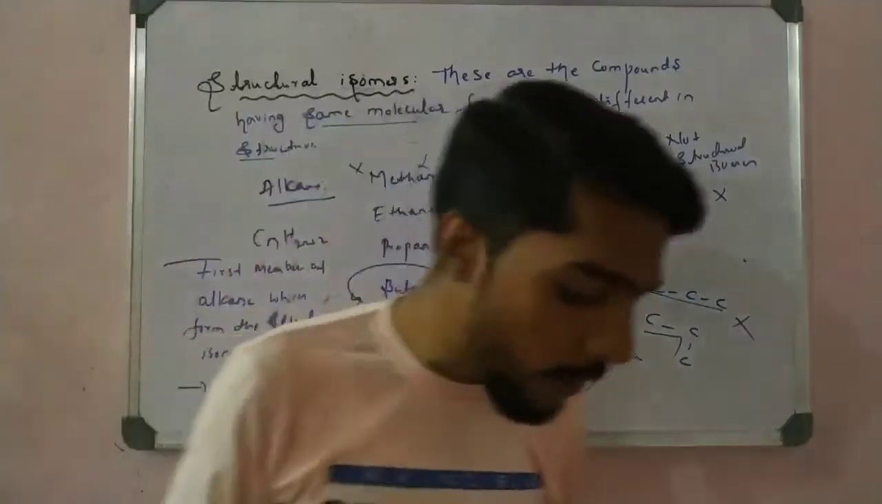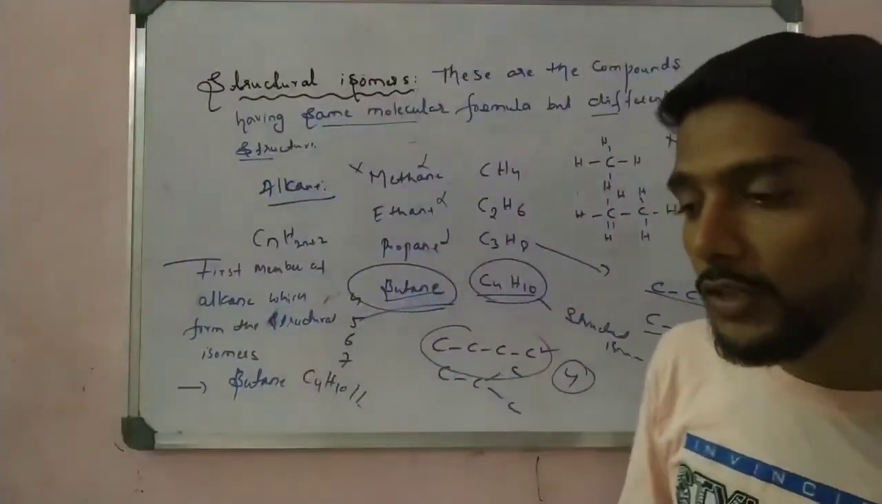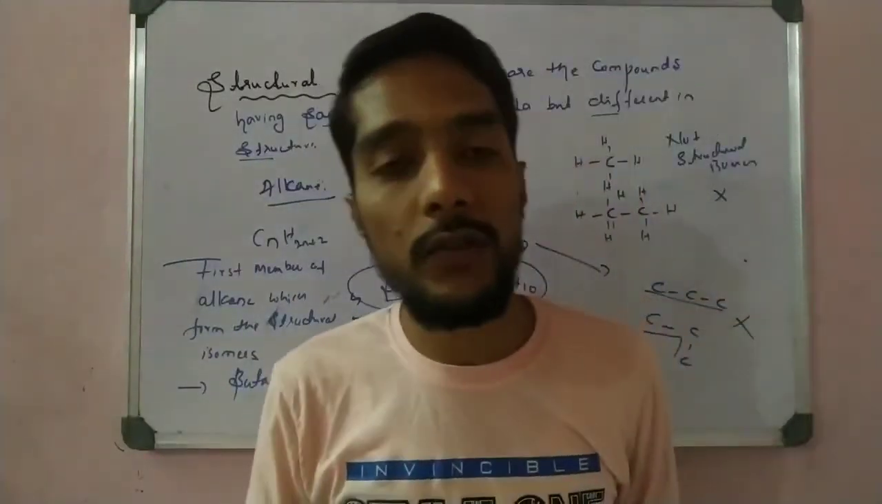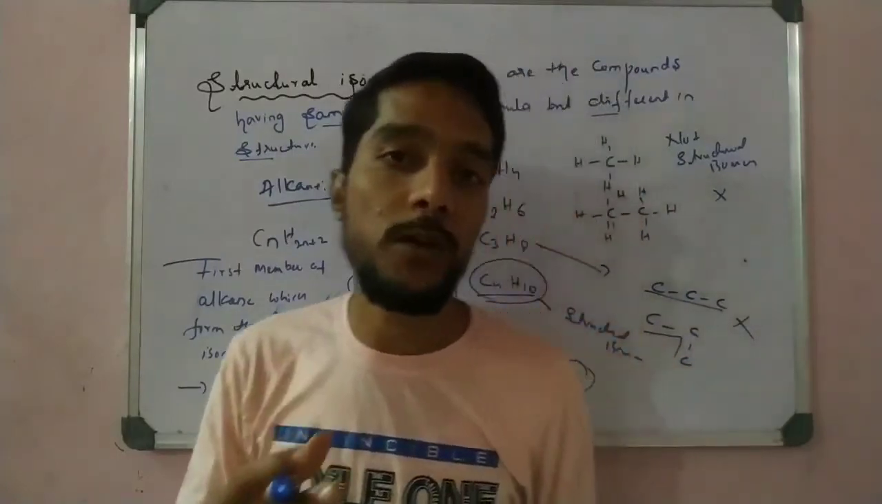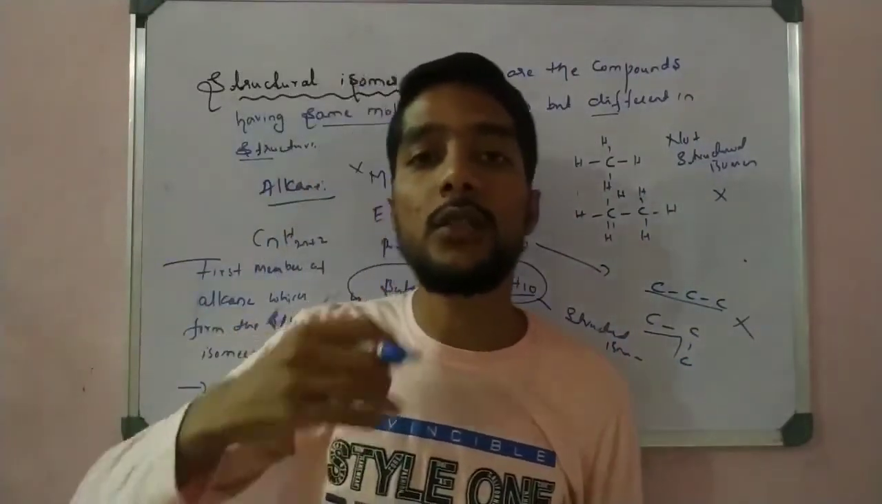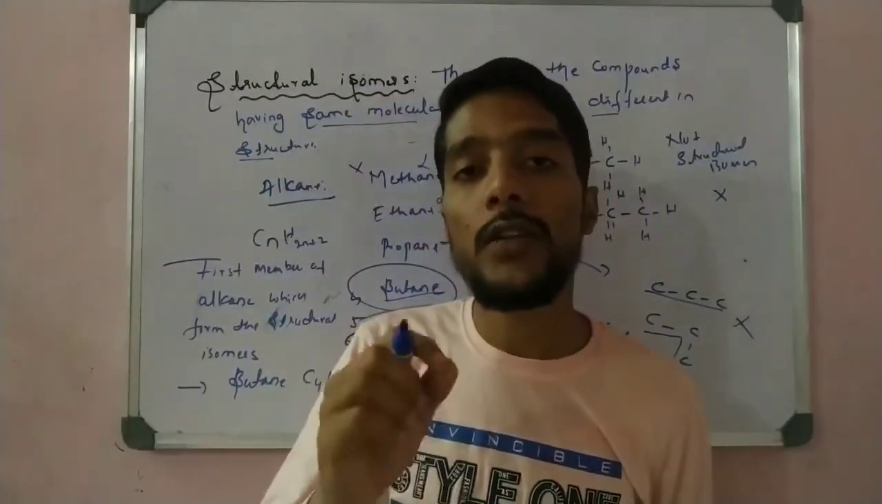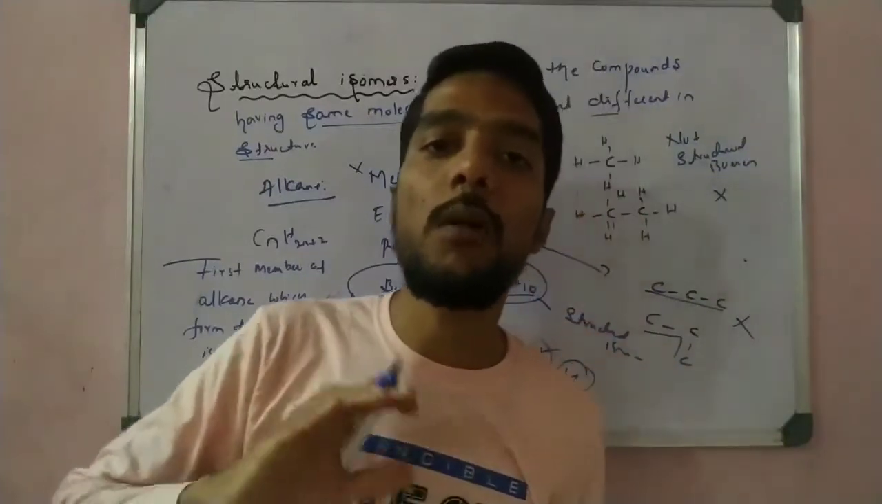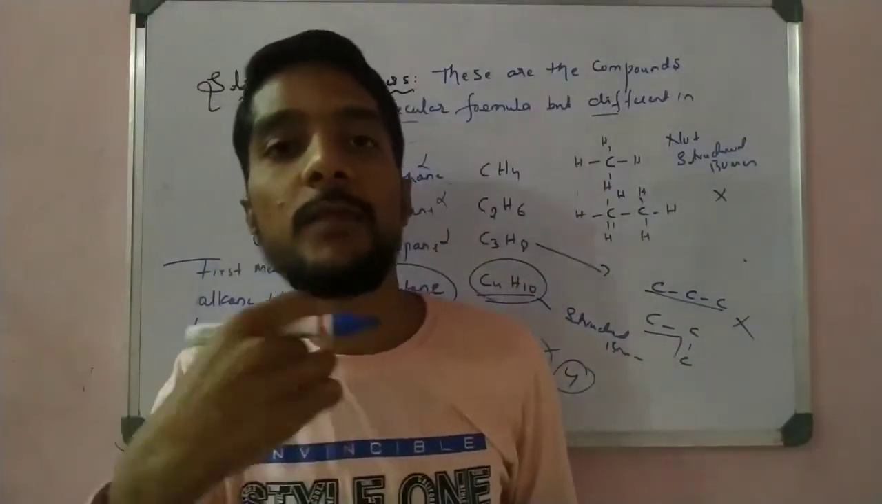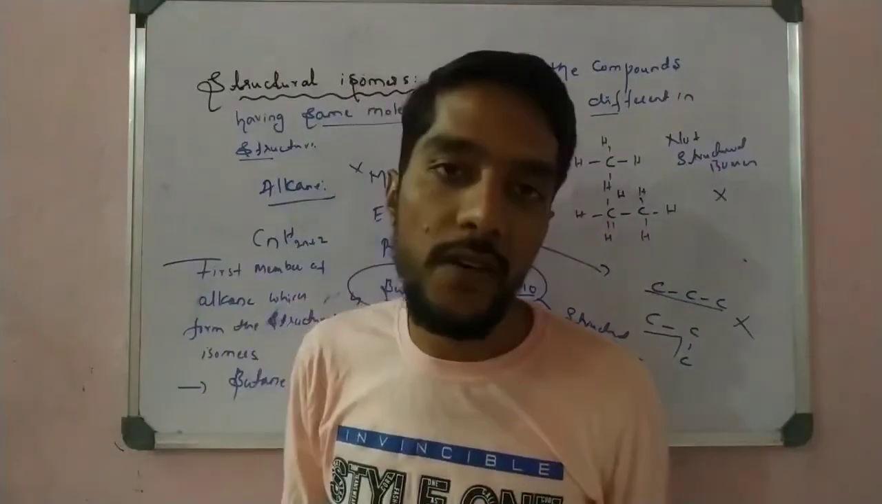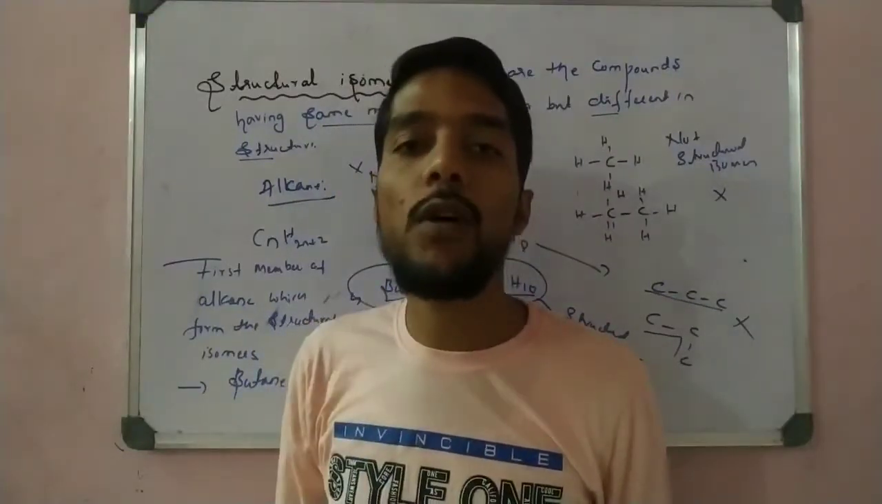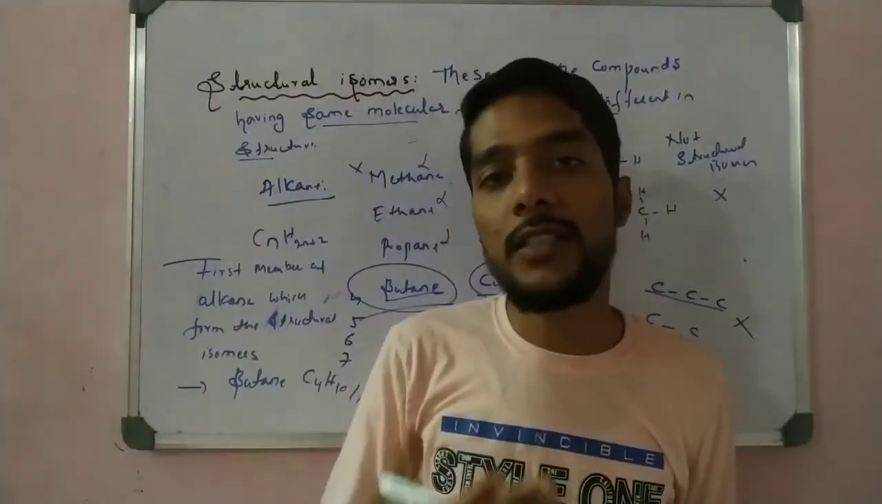Butane. So this is very important, you have to remember. Okay students, this is the first point of today's video, about structural isomers. Structural isomers are those hydrocarbon compounds which have the same molecular formula. The molecular formula is the same, but we observe that the arrangement of the hydrogen and carbon is different. Same molecular formula, different structure, that is called structural isomers.